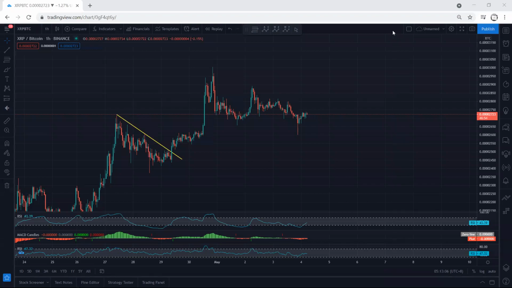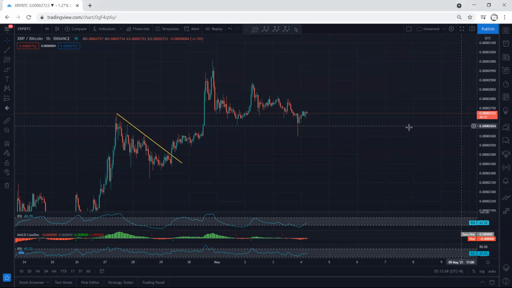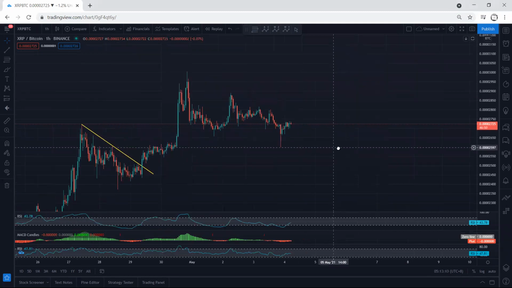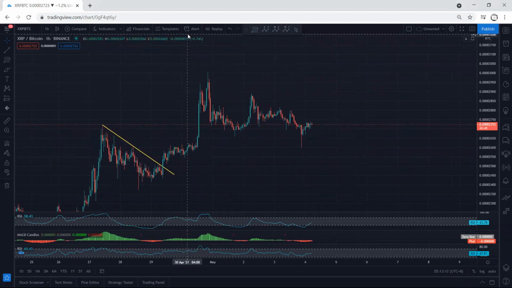XRP, we start with the 1 hour chart. Just want to analyze XRP versus Bitcoin. First of all, if we refer to our analysis in my last video, when the price was exactly within this move here, we mentioned we prefer the price to drop and break the previous low, because we can expect the price to drop, and exactly this is what we get.